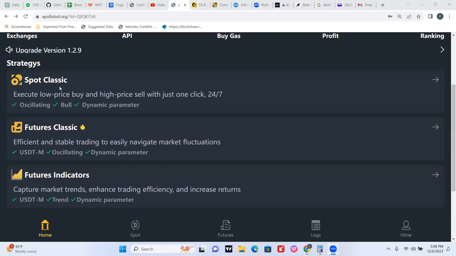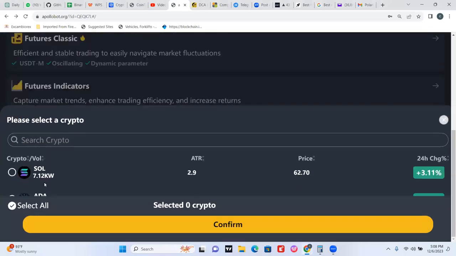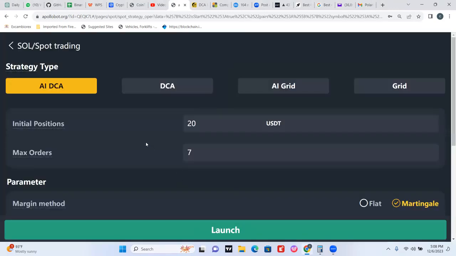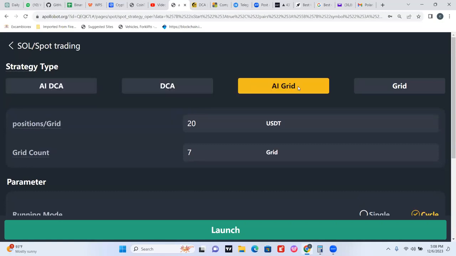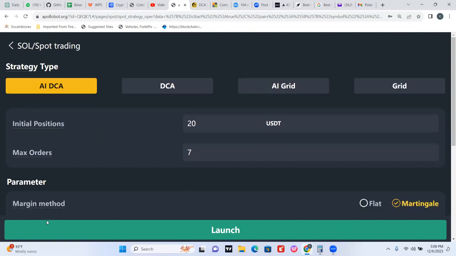So you tap on Spots Classic. Here, I introduce you to Spots Classic. Now you come to Spots Classic. Now let's see. You can see the strategy type. You have the AI DCA, you have the DCA, you have the AI grid, you have the grid. So when you come to spots, depending on your capital, you can split your capital amongst the strategy types here.